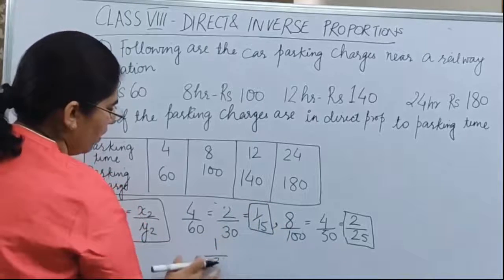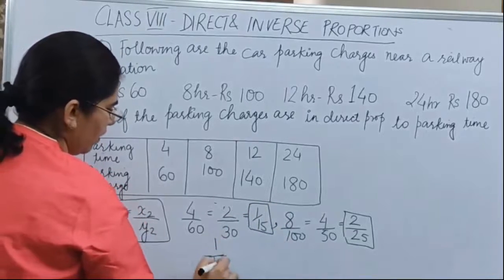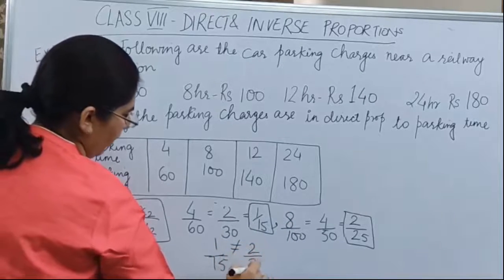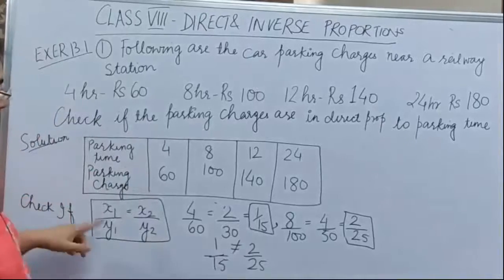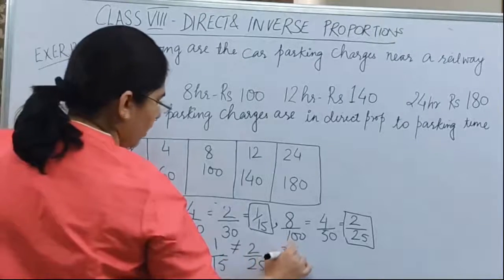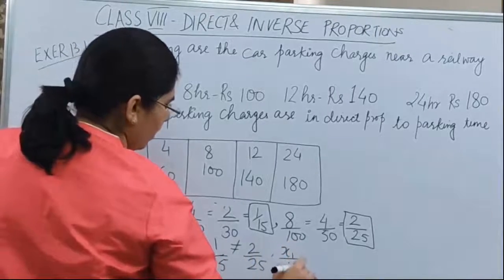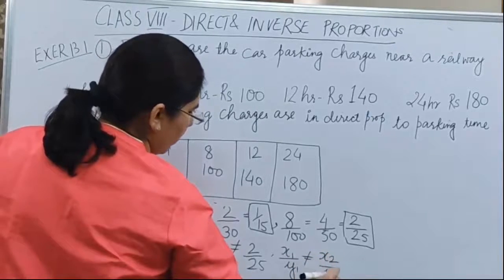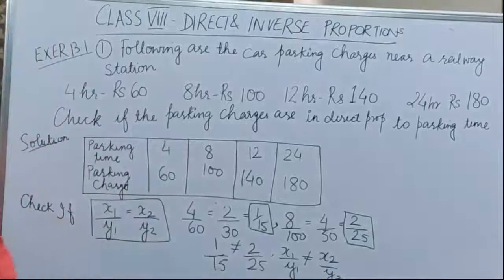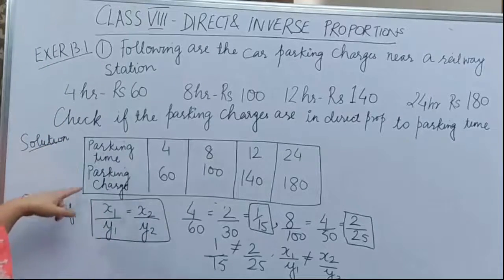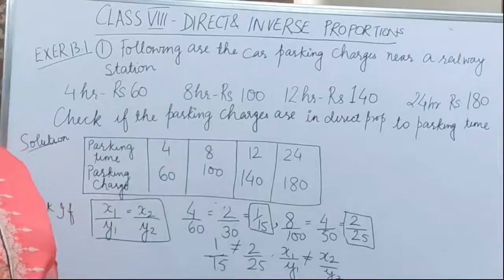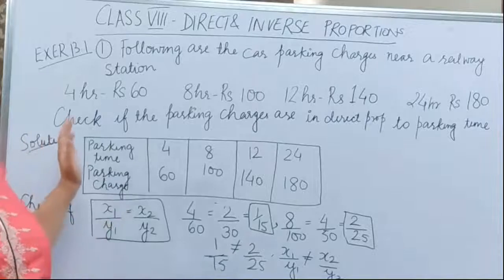1 upon 15 is not equal to 2 upon 25. Therefore, x1 upon y1 is not equal to x2 upon y2. This makes us conclude that parking charges are not in direct proportion to the parking time. Is this understood by everybody?